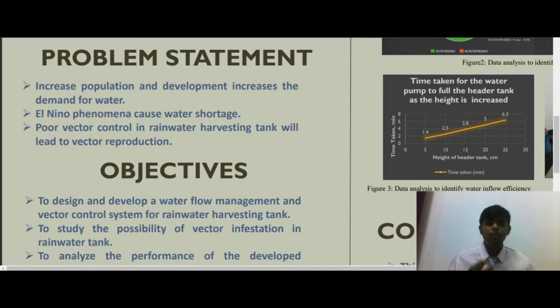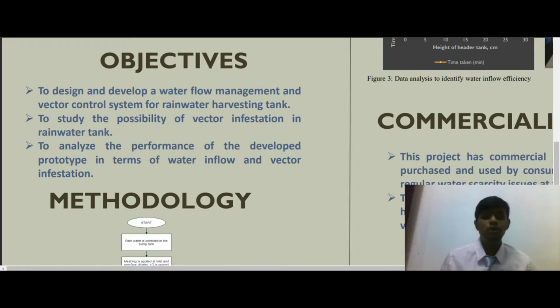Besides, poor vector control in a rainwater harvesting tank will lead to vector reproduction and later to serious health issues for humans like dengue, malaria and yellow fever. From my research, I have found that dengue cases in Malaysia have risen from 72 cases per 100,000 population in 2001 to 361 cases per 100,000 population in 2014. Okay, now let's move to the objective part.